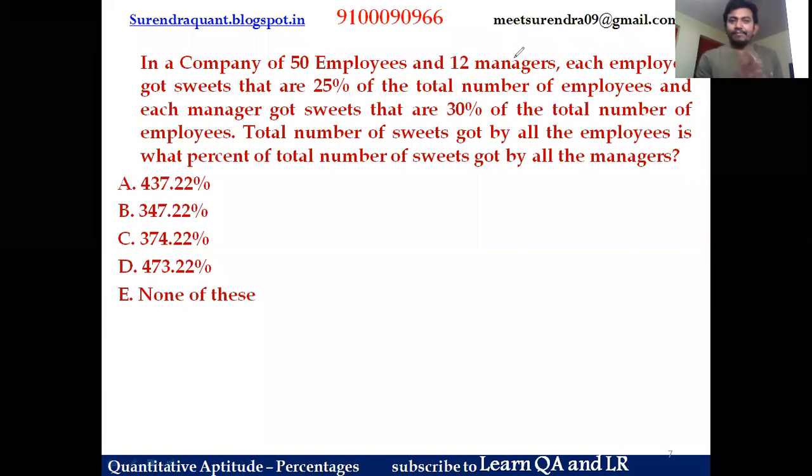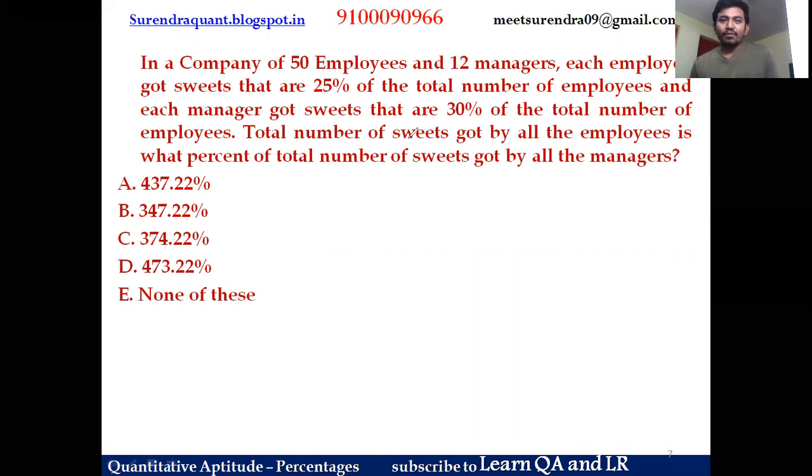In a company of 50 employees and 12 managers, each employee got suites that are 25% of the total number of employees, and each manager got suites that are 30% of the total number of employees. The total number of suites got by all the employees is what percentage of the total number of suites got by all the managers? So friends, a step-by-step process will help you a lot.